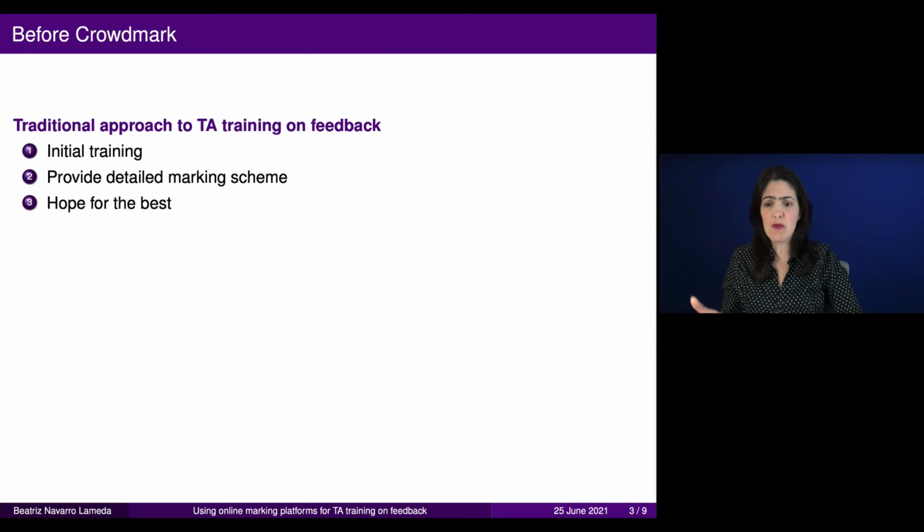So the traditional approach that we had to TA training on feedback before we had GradMark was the following. We had an initial training where we told TAs it is important to give feedback to students, write comments. You cannot just leave an X or a question mark. It is very important that you tell the student what went wrong and how they could improve. And we also tell them that they have to focus on the quality of the writing and not just on the mathematical validity of their arguments.